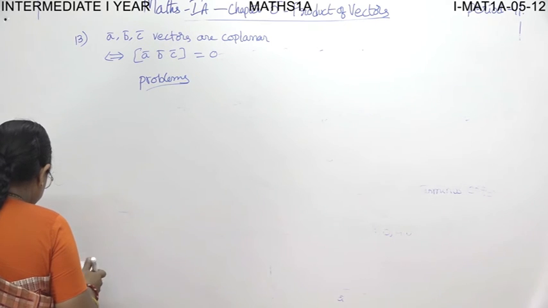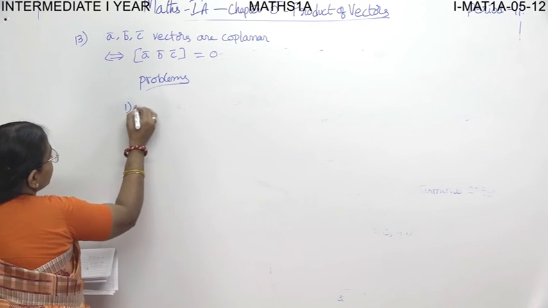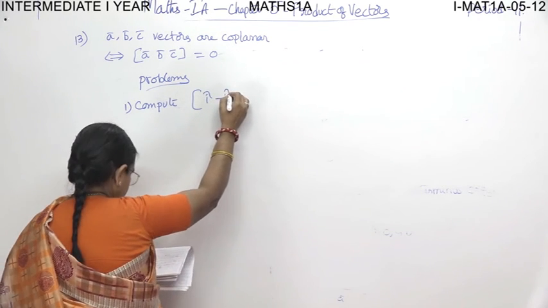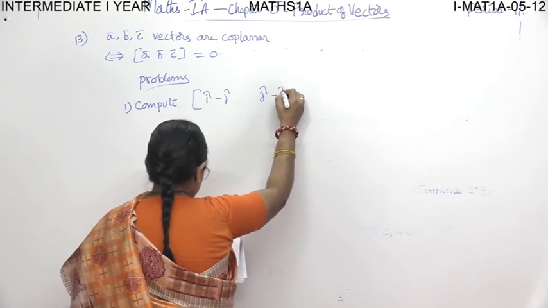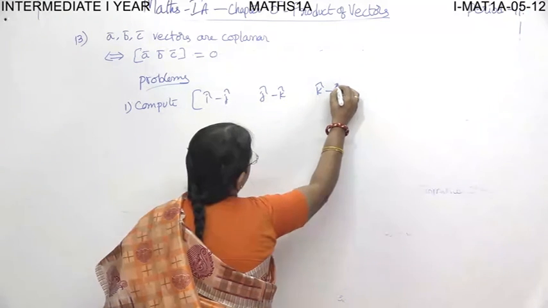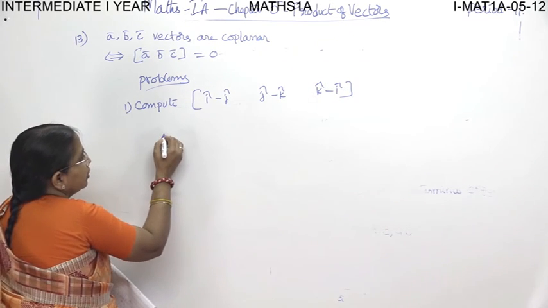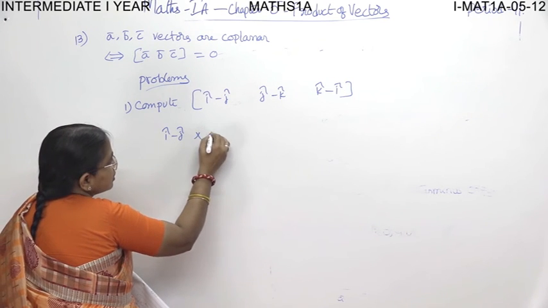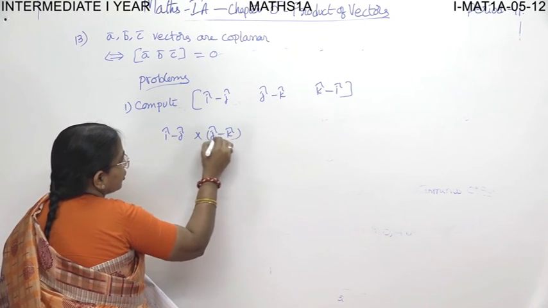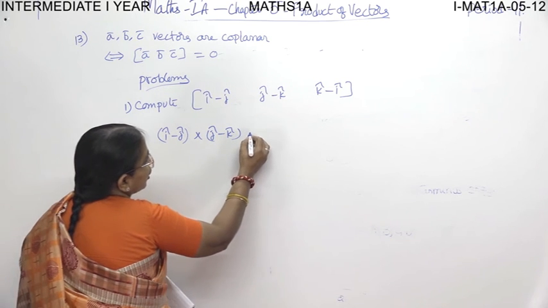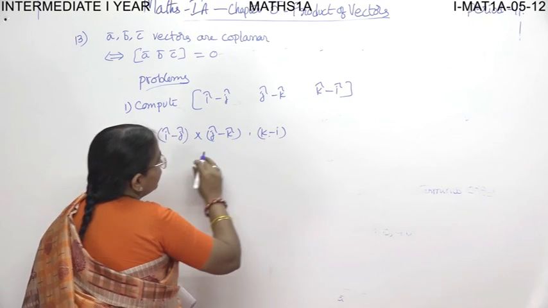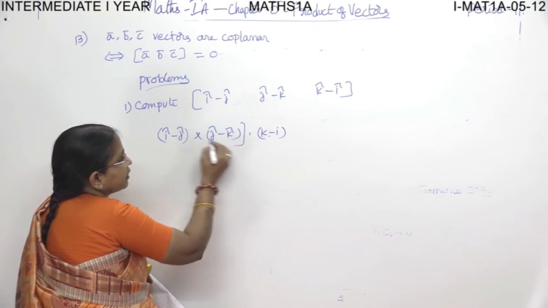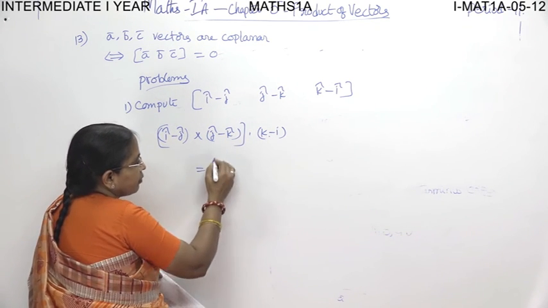Okay, first problem. Compute the box product of i minus j, j minus k, and k minus i. Find the value of this. So it is nothing but i minus j cross j minus k, and then dot k minus i. Anywhere you can put cross, it means the bracket is there for these two. So according to our formula, it is like this.